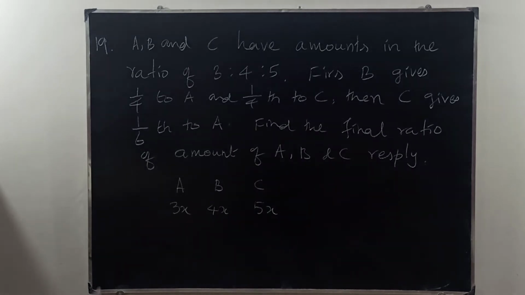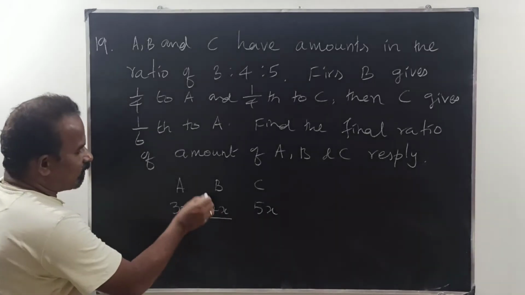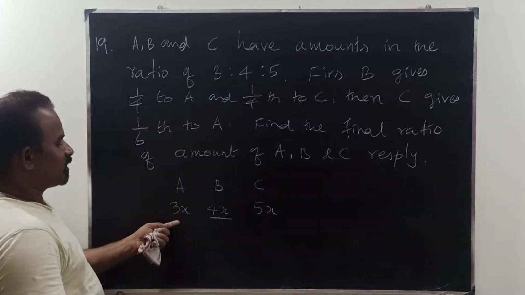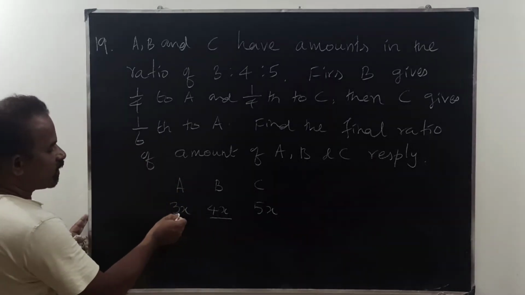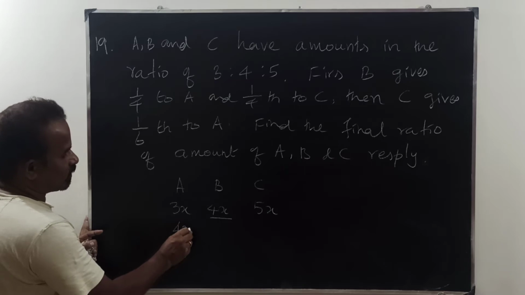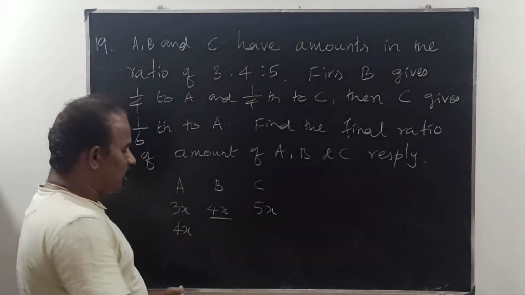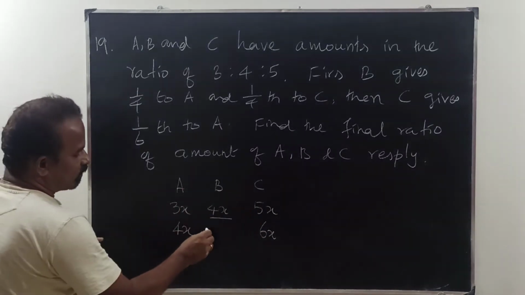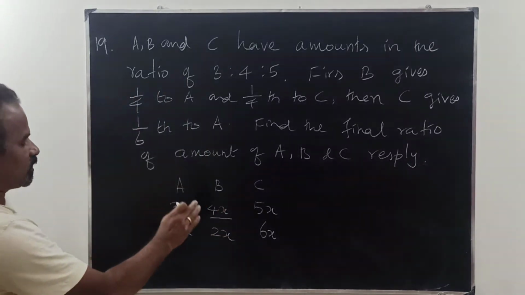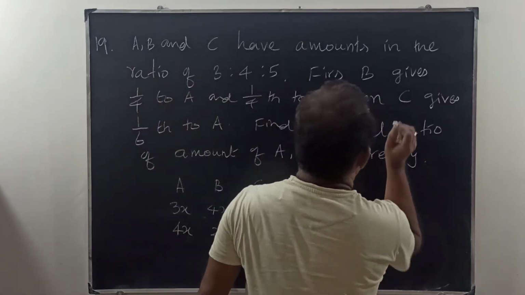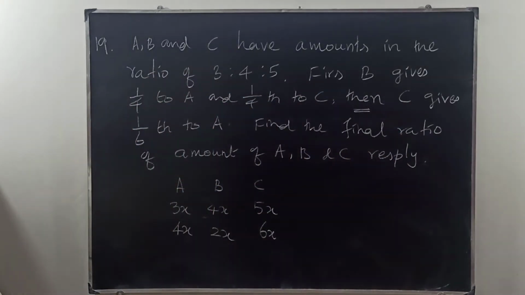B is having 4x. 1/4 of 4x is x. So B gave x to A, therefore A has 3x plus x, 4x. Similarly x to C, therefore C has 6x. Now B gave away x and x, so the remaining is 2x. This is over. Next process is C gives 1/6 to A.